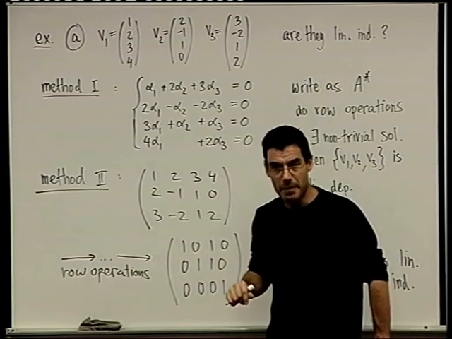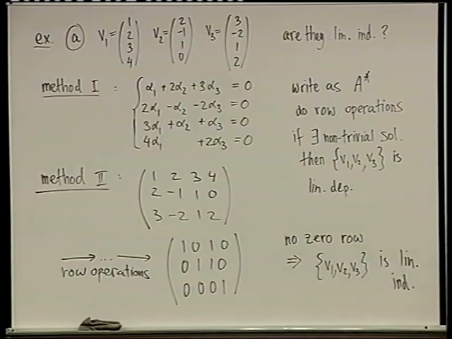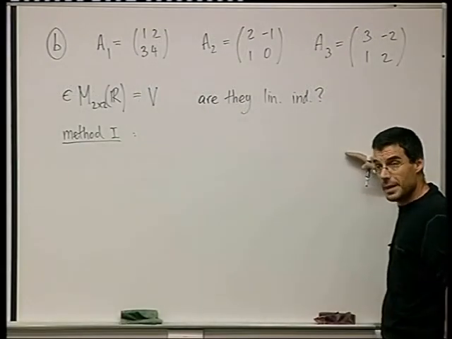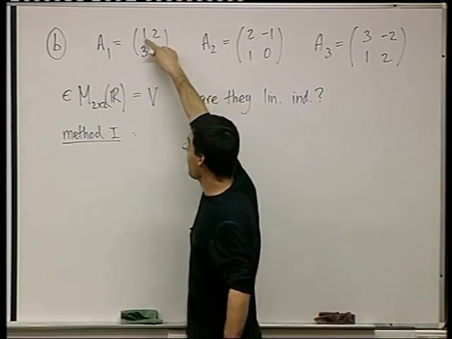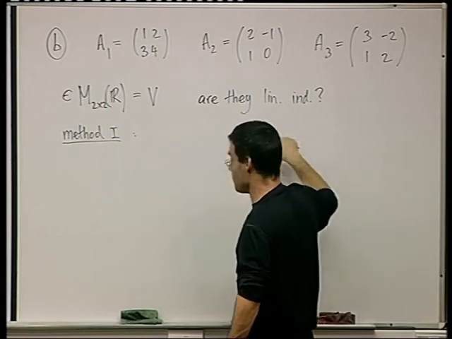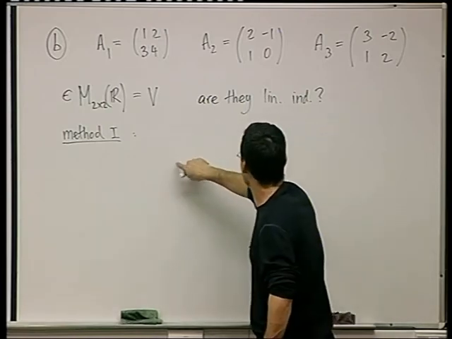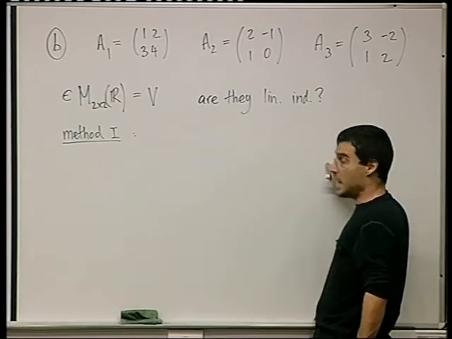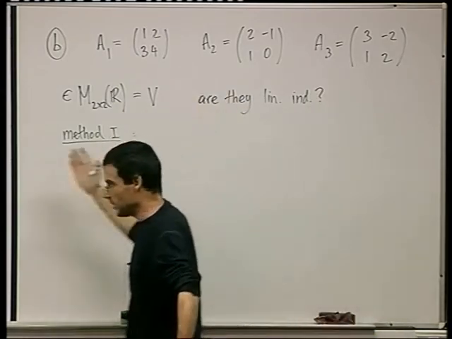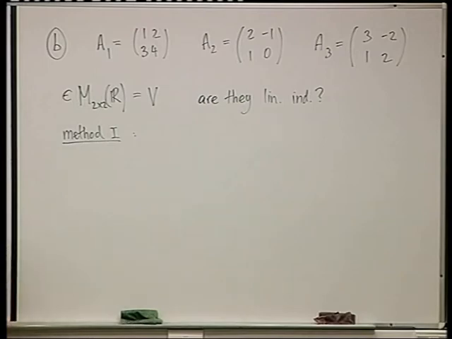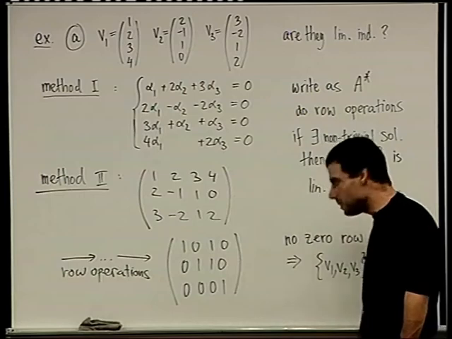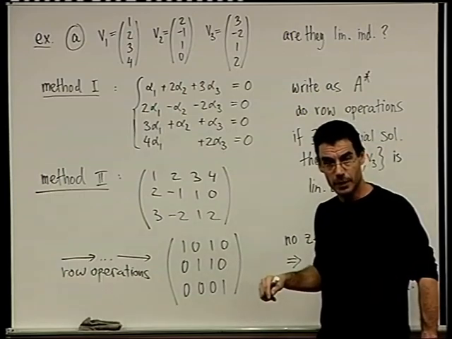Likewise, we can perform method number 2 on these 3 matrices. Write them as rows of a big matrix. Each row is going to have 4 entries. So you're going to get the first row to be 1, 2, 3, 4. The second row, 2, negative 1, 1, 0. And the third row, 3, negative 2, 1, 2. That's precisely this matrix over here. Do you agree? Okay? And answering this question would be answering the same question.